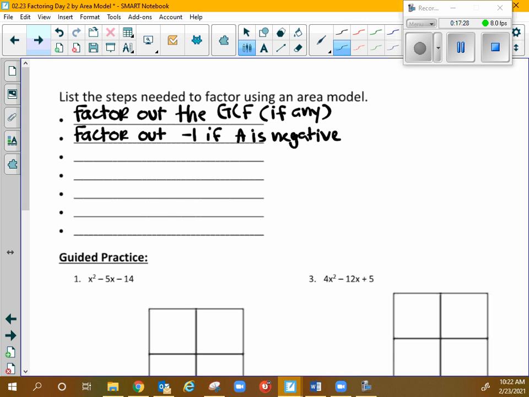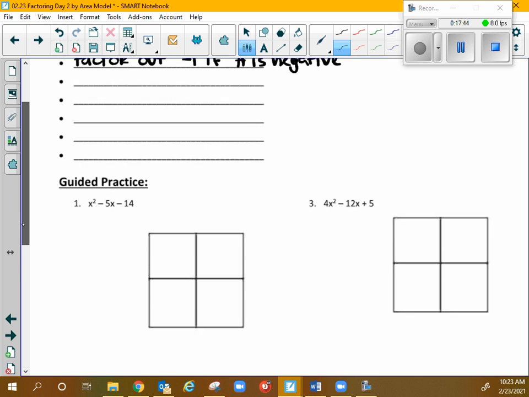So those are things that we talked about on that previous page. If A is negative, you got to factor it out. If there's a GCF, you want to factor it out. Those are the first 2 steps. Now let's build the steps moving on from there.